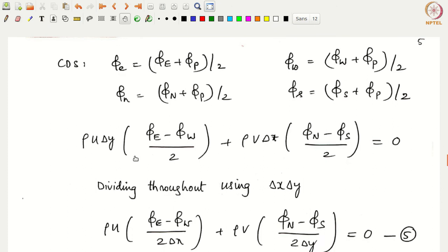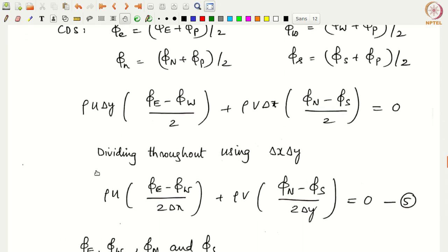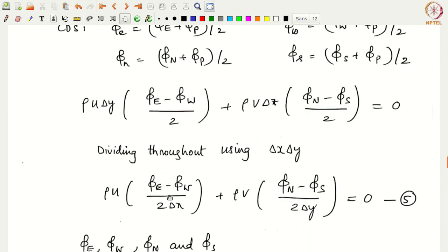Then let us again divide throughout by delta x times delta y. Then this delta y gets cancelled in the first term and we get a delta x in the denominator, and we also get a delta y in the denominator because the delta x gets cancelled in the second term. Alright, then we can write the final equation as rho u times phi E minus phi W by 2 delta x plus rho v times phi N minus phi S by 2 delta y equals 0. Okay, so this is the discrete equation using the central difference scheme, right.